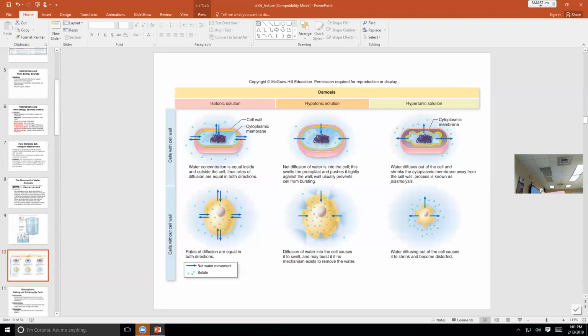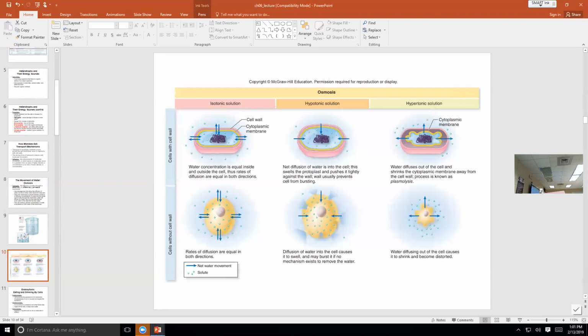Isotonic, an isotonic solution. Iso means equal, so that solution is going to keep the cell size balanced. It's going to be balanced between the outside water and the inside water. It's equal. Iso, equal.